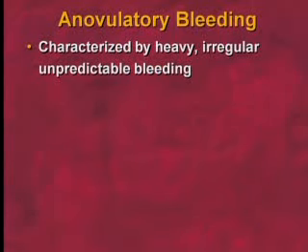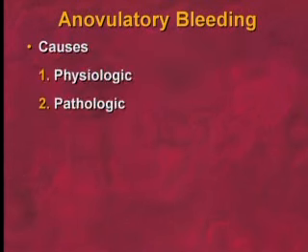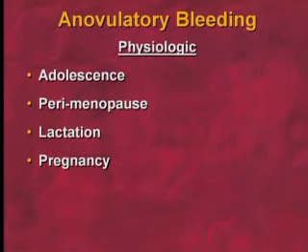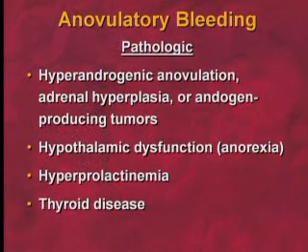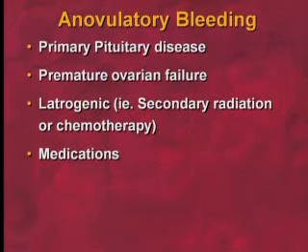And ovulatory dysfunction bleeding is characterized by heavy, irregular, and unpredictable bleeding. The causes for this can be both physiologic or pathologic. Some physiologic causes could be in adolescence where there's an immature hypothalamic-pituitary-ovarian axis, or perimenopause where there's a declining ovarian function. Pathologic could be hyperandrogenic anovulation or adrenal hyperplasia or some type of androgen-producing tumors. That could be something like PCOS. Also, we need to consider thyroid disease. Other conditions could be premature ovarian failure, or it could be secondary to radiation or chemotherapy or medications.